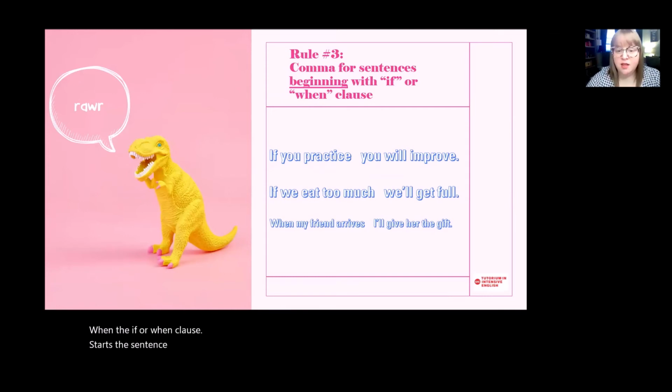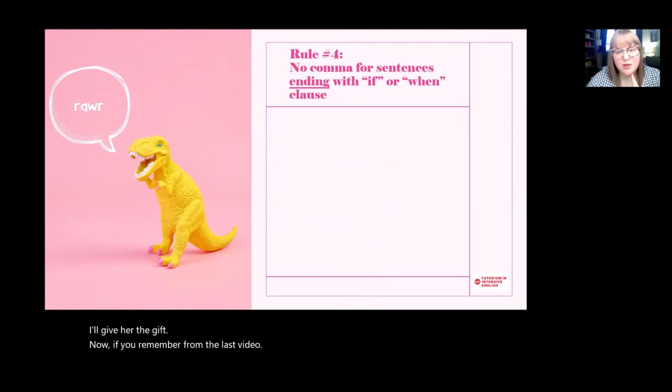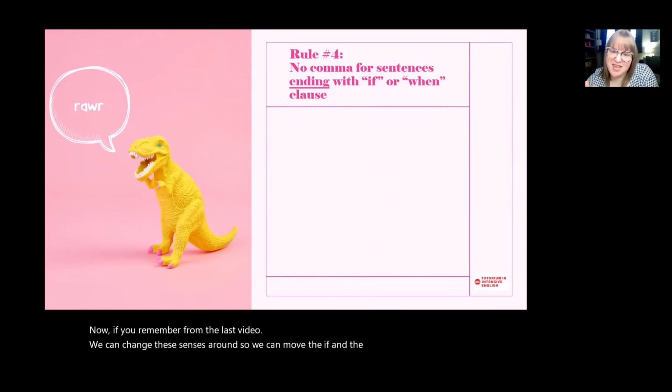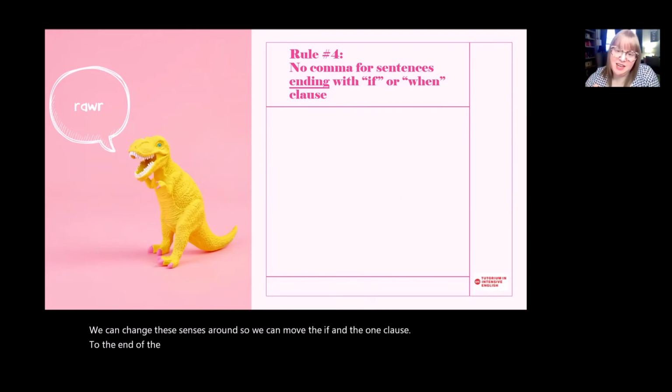So again, let's look at these example sentences. If you practice, you will improve. If we eat too much, we'll get full. When my friend arrives, I'll give her the gift. Okay. Now, if you remember from the last video, we can change these sentences around. So we can move the if and the when clause to the end of the sentence. And in that case, we do not use a comma.